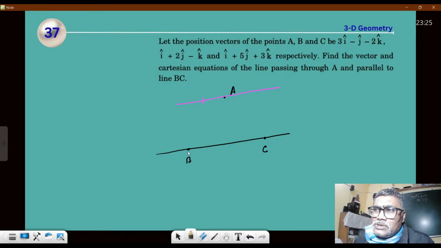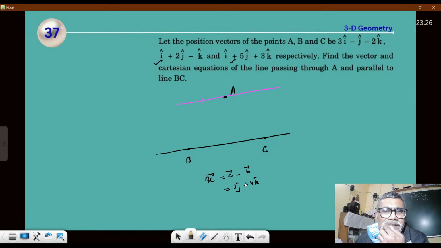See, you know B and C, because this is the coordinate of B, this is the coordinate of C. So vector BC you can easily find. This is nothing but the position vector of C minus the position vector of B. That means directly you can find it. This minus this is 0. Then 5 minus 2, it is 3j cap. Then 3 minus this is 4k cap. You got BC. And now through this point, you have to find a line parallel to this.